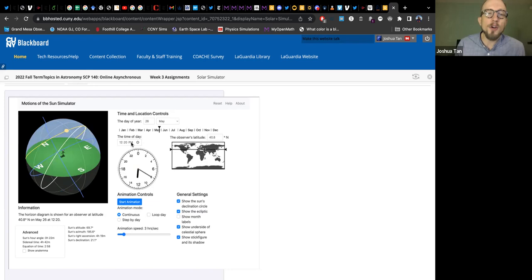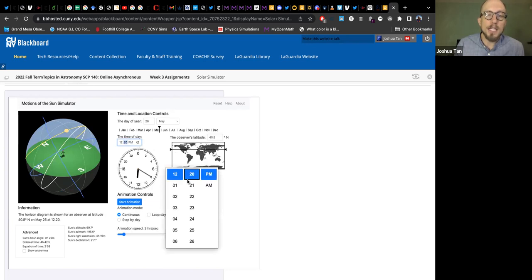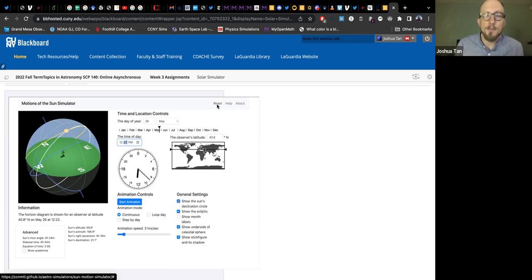If you'd prefer to just enter the time of day, you can also do that as well. Or you can click on the little clock symbol and choose the appropriate time of day that you would like. Sometimes that's better to do than running the animation. I'll reset this again to the starting point. Many questions that you'll have in the exploration will ask you to start at that starting point and press reset.